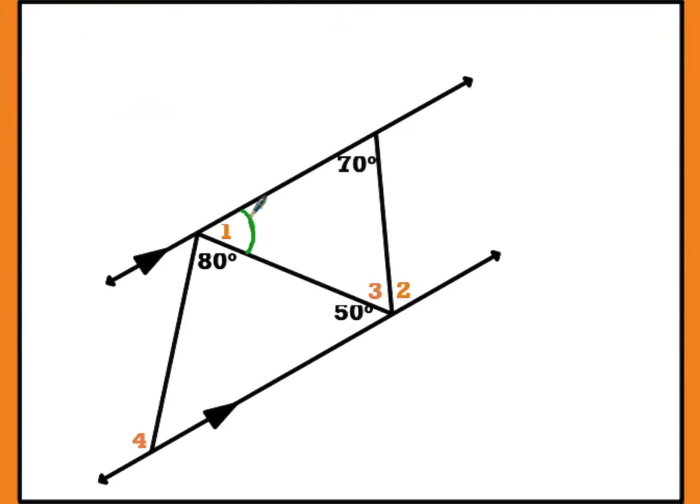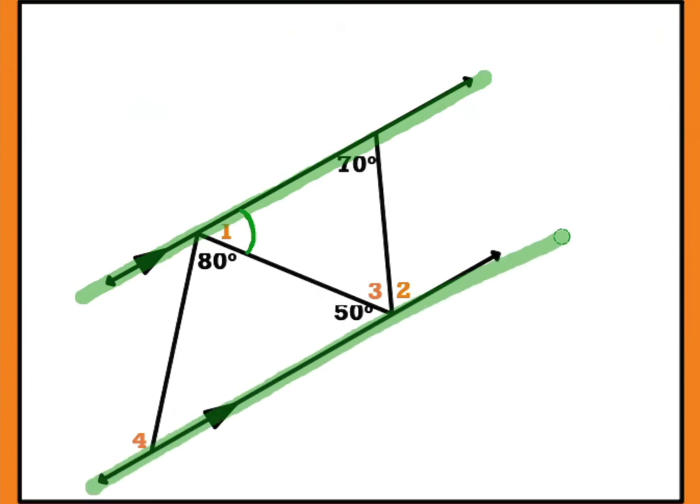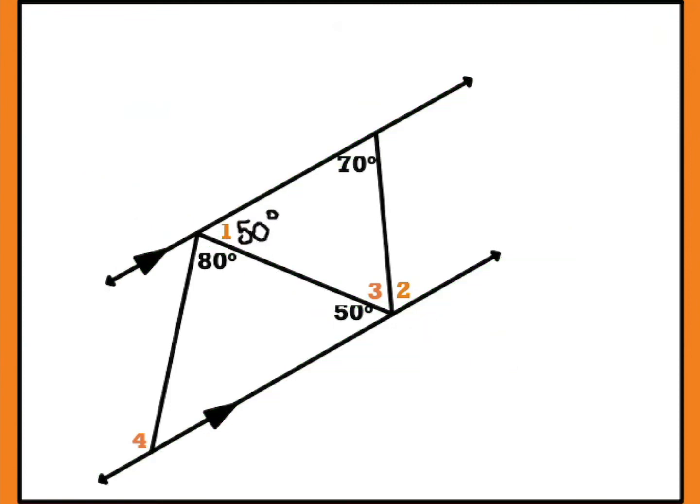Angle 1 should be congruent to which other angle if those are parallel lines? Maybe I'll try to highlight so we can see this a little better. If these are parallel lines, we could use this as the transversal. Can you see that this would be an alternate interior angle then? So that means that angle 1 would be 50 degrees.